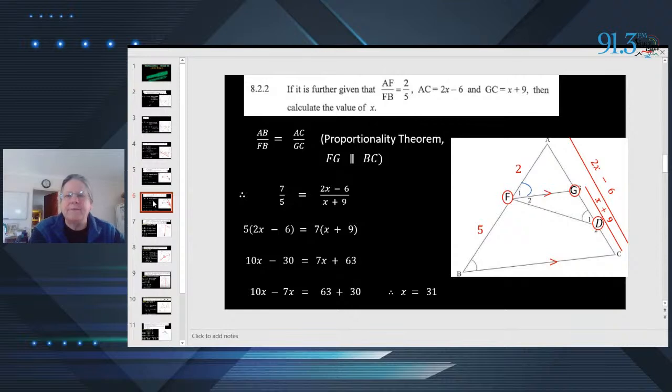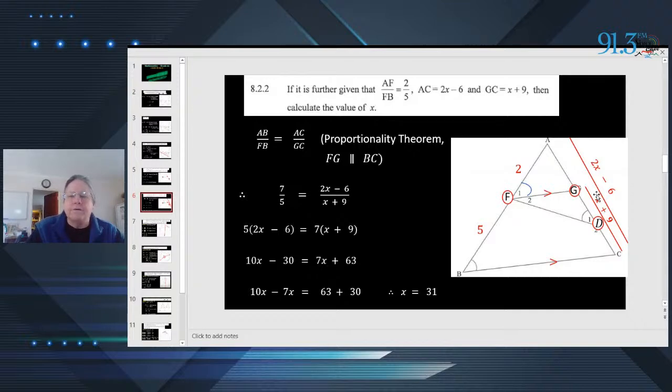Now we're still with the same problem here. Now it is further given that AF to FB, that's a ratio, is 2 to 5. AC is 2x minus 6, and GC is x plus 9, the way I've put it onto the picture here.